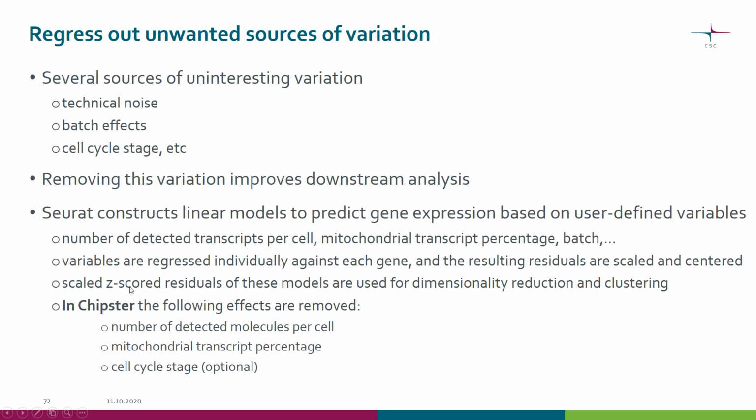So let's have a look at that in more detail. There can be different kinds of sources of uninteresting variation. Some is technical noise, batch effects, and some is actually biological. So for example, cell cycle stage can affect expression, and unless we are particularly studying cell cycle, we might want to remove this effect so that the cells don't cluster based on cell cycle.